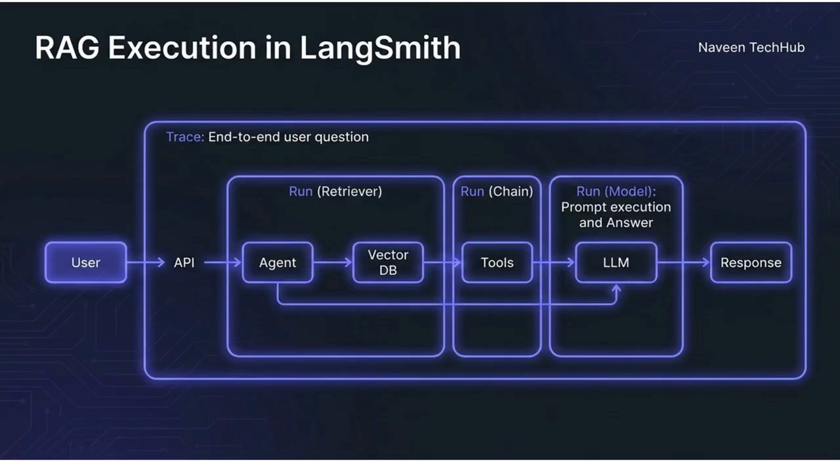This means we can open one user request and follow the exact sequence: user request, agent execution, vector database retrieval, tool execution, model call, and final response. The overall objective is very similar to Langfuse: make an otherwise invisible AI execution path visible and debuggable.